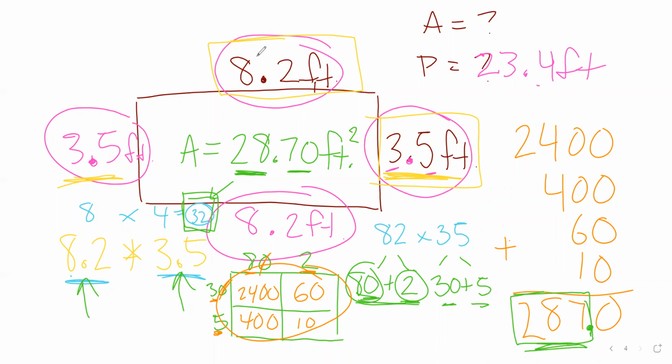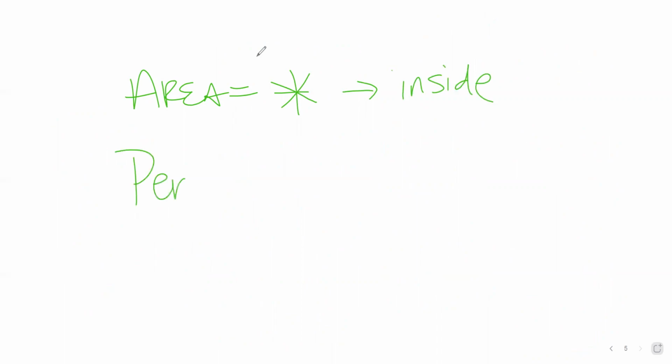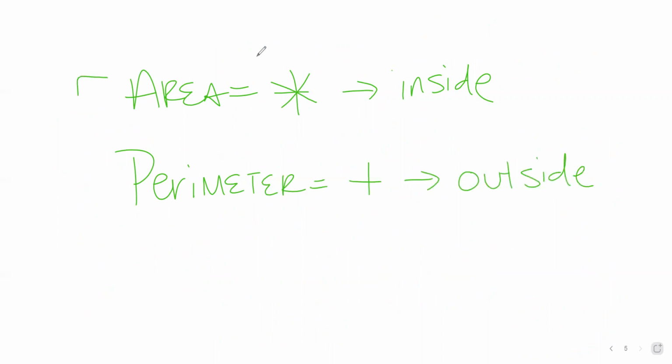So really be thinking about this and how it works. Area, we are going to multiply, and it is the inside. Perimeter, we are going to use addition, and it is the outside measurement. I think those are the quick ways to think about them.